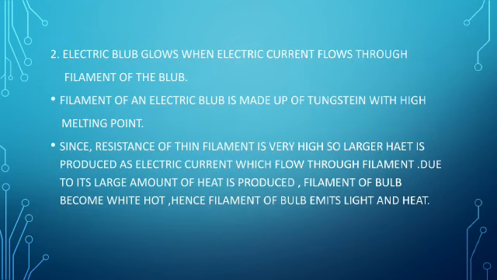Now, second, electric bulb glows when electric current flows through the filament of the bulb. Filament of an electric bulb is made up of tungsten with high melting point. Since resistance of the thin filament is very high, larger heat is produced as electric current flows through the filament. Due to this large amount of heat, the filament of the bulb becomes white hot, hence the filament of the bulb emits light and heat.